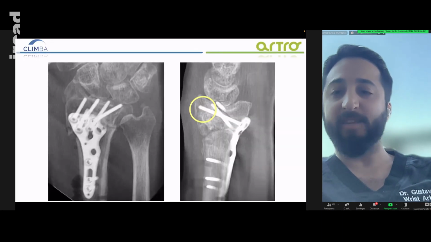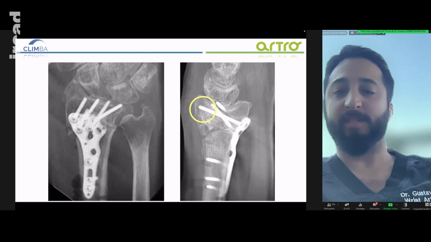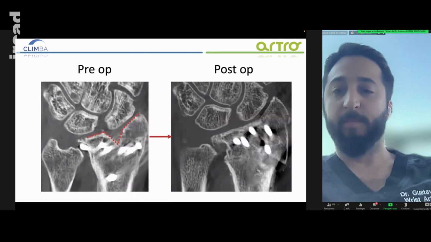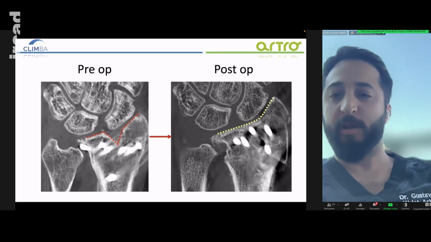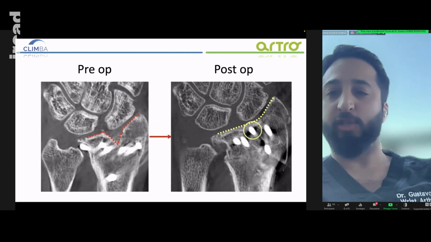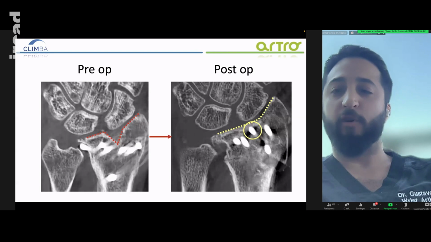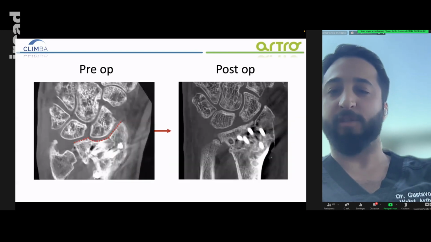This is a final X-ray. We can see now a volar tilt and a new screw fixing and holding the dorsal fragment. We restore the shape of the articular surface, as you can see at the right of the screen. And the most important thing is to check that we put a screw underneath this fragment to avoid the collapse of the fragment after the surgery.